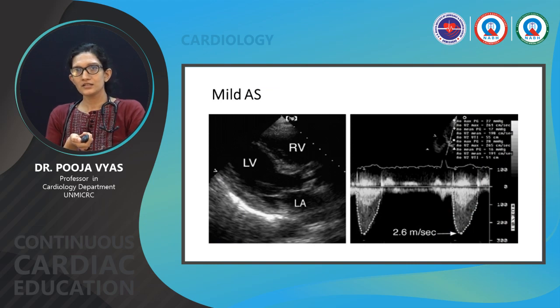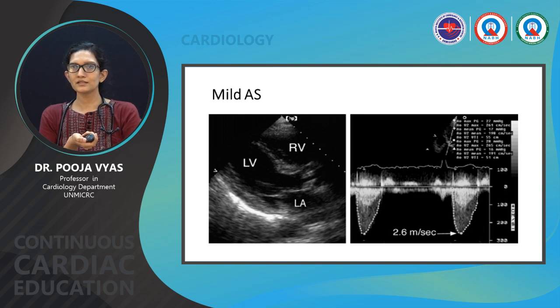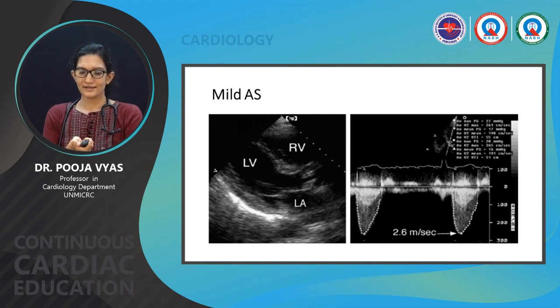This is an image which shows mild aortic stenosis. In the left-sided parasternal long axis image, we can see a thickened aortic valve, and the right-sided image shows the Doppler image. By putting a continuous wave Doppler beam across the aortic valve, we got a maximum velocity of 2.6 meters per second. So this is mild aortic stenosis.